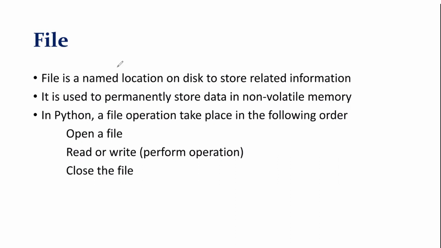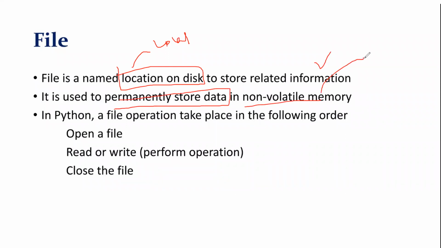A file is a named location on disk. It is the local disk, meaning my laptop or my phone. It is not related to the internet. I can simply access it without internet to store related information. It is used to permanently store data in non-volatile memory. Even if the power is gone, the data will still be stored.